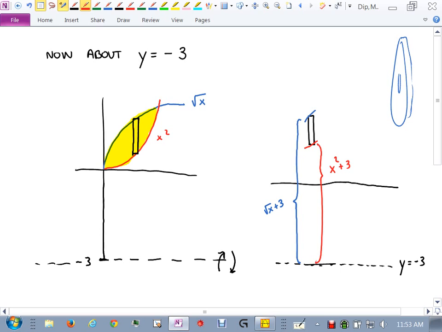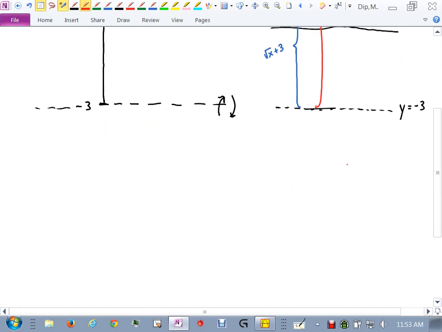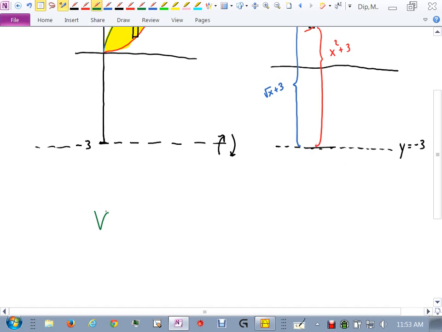Your integral is still going to go from 0 to 1, still going to have the pi out front. But this time it's going to be that outer one, that long radius, the blue one, squared minus the red one squared, and then you evaluate. So it'll look like this. Our volume will be pi integral 0 to 1. This time it's the square root of x plus 3 squared minus the x squared plus 3, squared, dx.